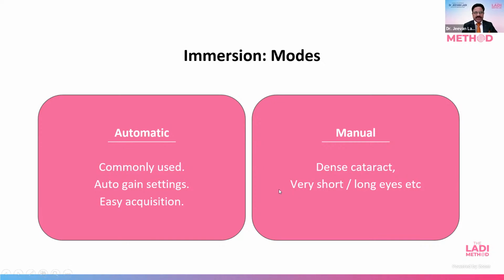There are some conditions in which automatic readings are not feasible, in which we have to use manual mode, especially if the cataract is very dense or the patient has a very short or long eye. So as soon as you get a manual reading, you have to press the foot switch or press a button on the machine and the reading will be acquired.